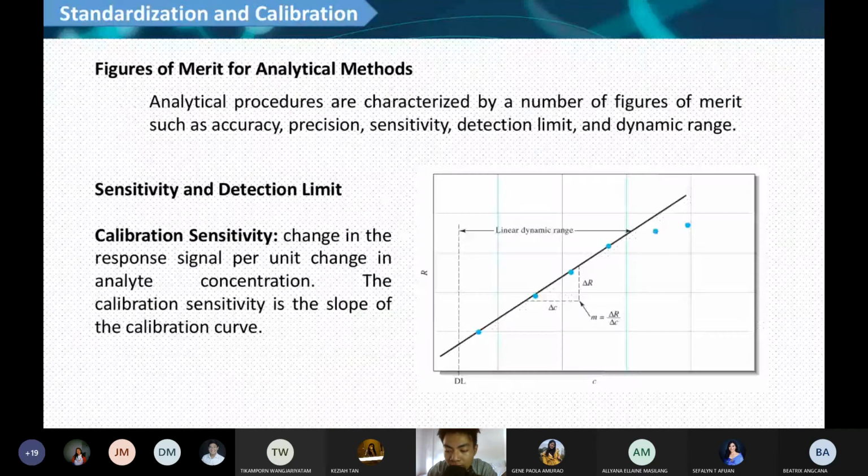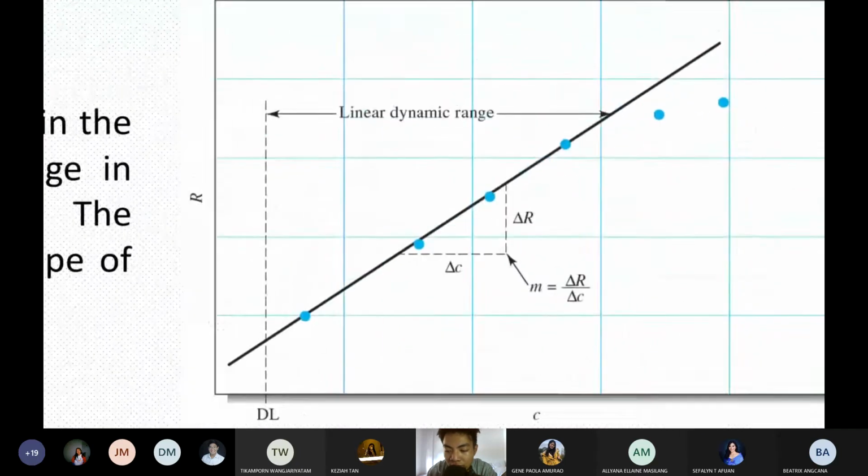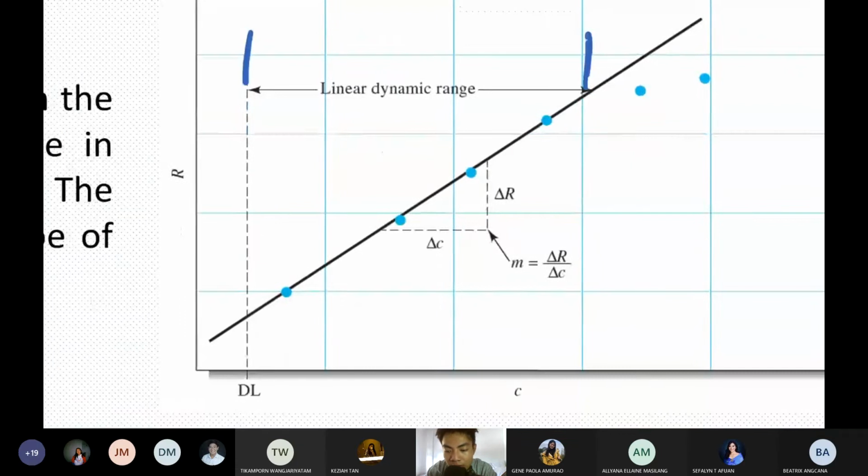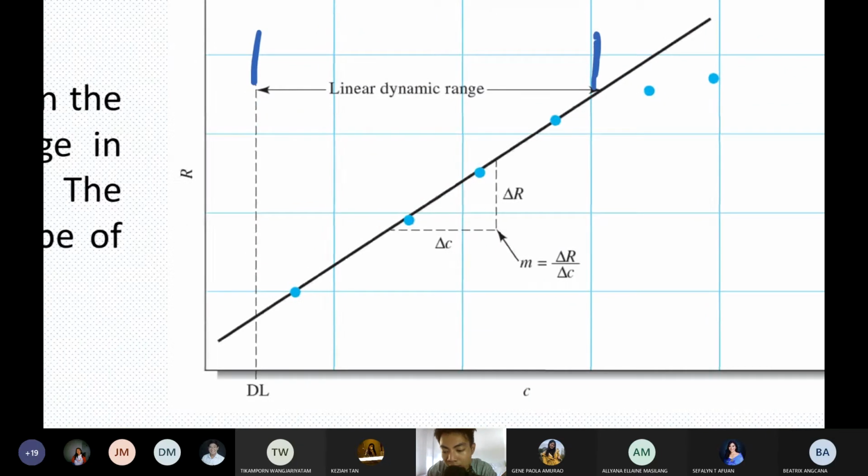When you say detection limit naman, again, the linear dynamic range tells you where the concentrations are good with the instrument response. Anything beyond that may give you unreliable results na. So the detection limit naman is the lower limit. That is the lower limit of your calibration curve.